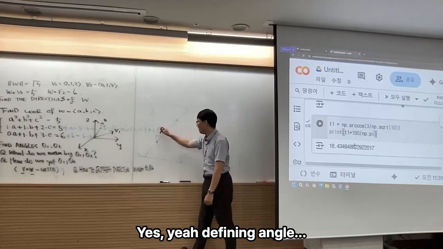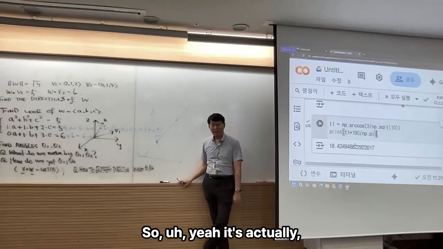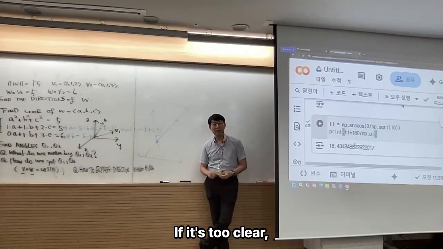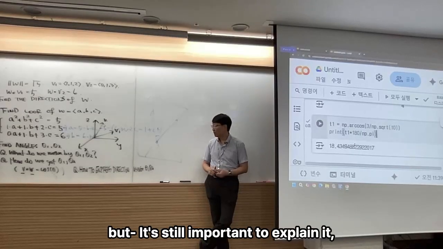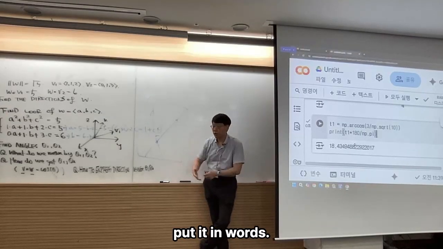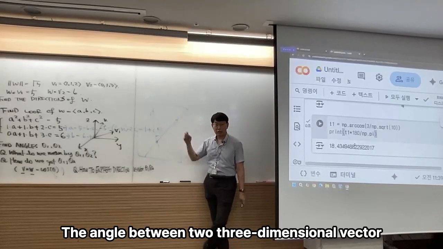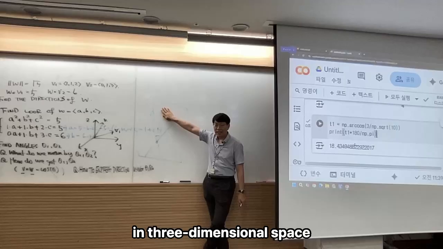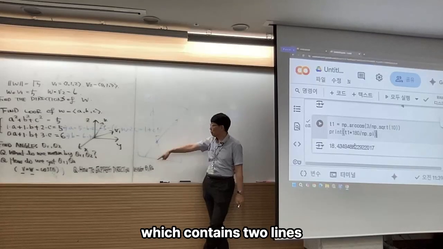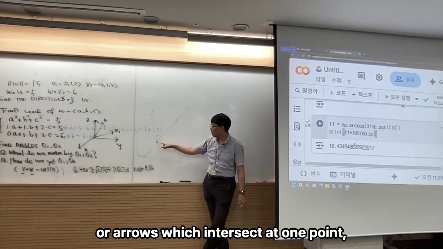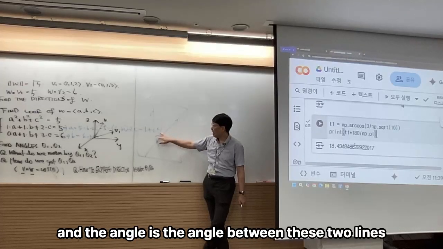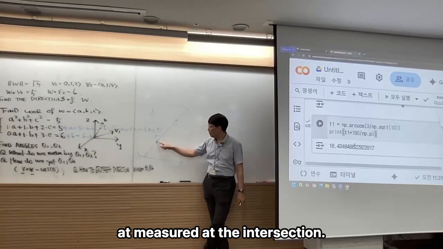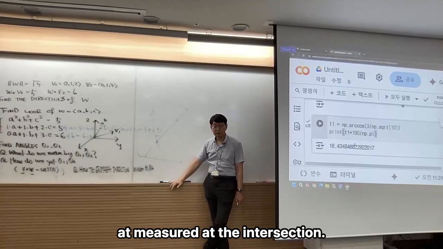Defining the angle may be intuitively so clear that it's hard to explain in words, but it's still important to put it in words. So the angle between two three-dimensional vectors is the angle on the plane in three-dimensional space which contains two lines or arrows that intersect at one point, and the angle is the angle between these two lines measured at the intersection.